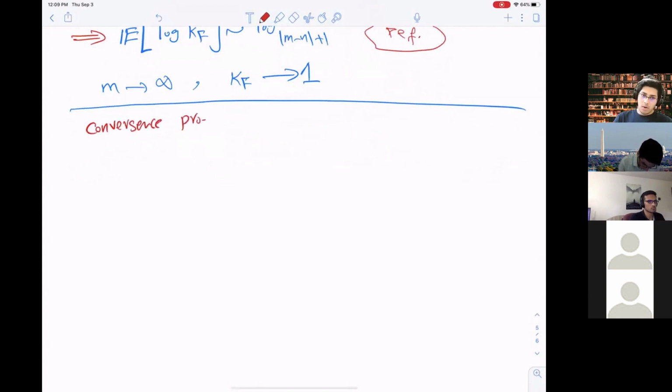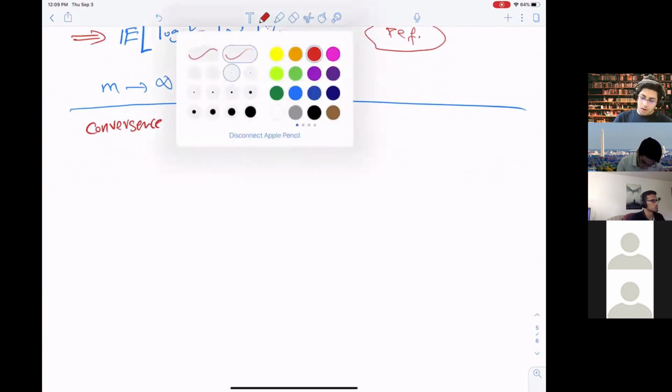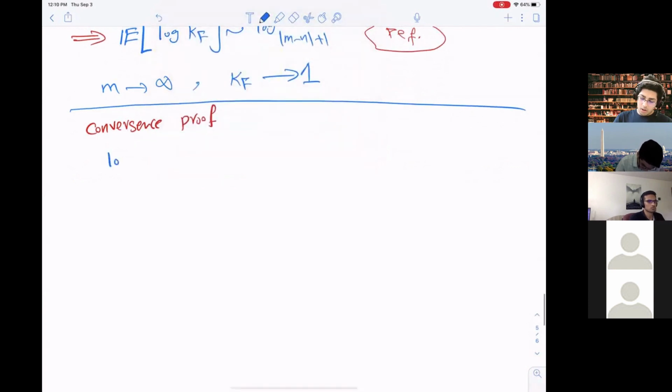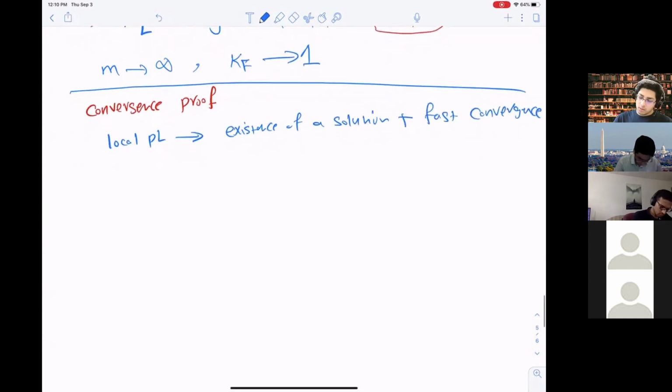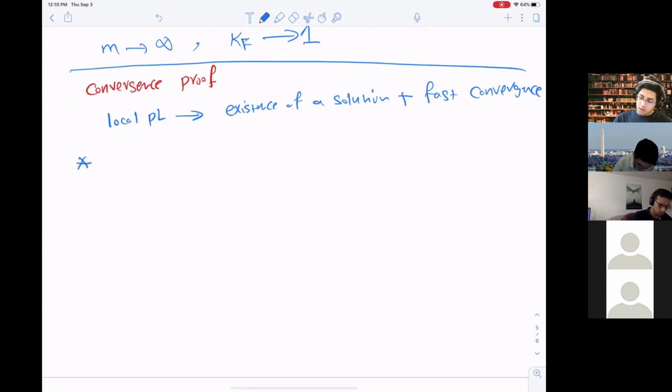Convergence proof. Here we want to show that if you have local PL condition, then first of all, a solution exists, plus we have a fast convergence rate. So what are the assumptions? We'll need to make some assumptions in order to do these proofs. We have the following assumptions.